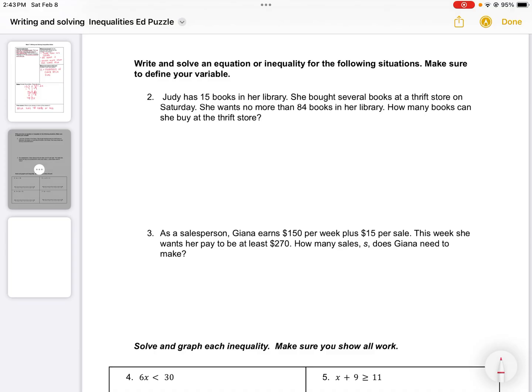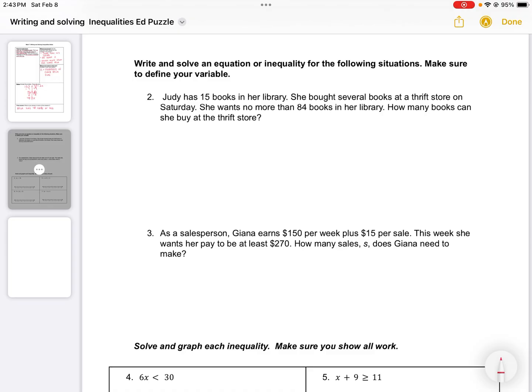Number 2, it says, Judy has 15 books in her library. She bought several books at a thrift store on Saturday. She wants no more than 84 books in her library. How many books can she buy at the thrift store? My first step that I'm going to do is I'm going to underline very important things that I need to know in order to write and solve my inequality.